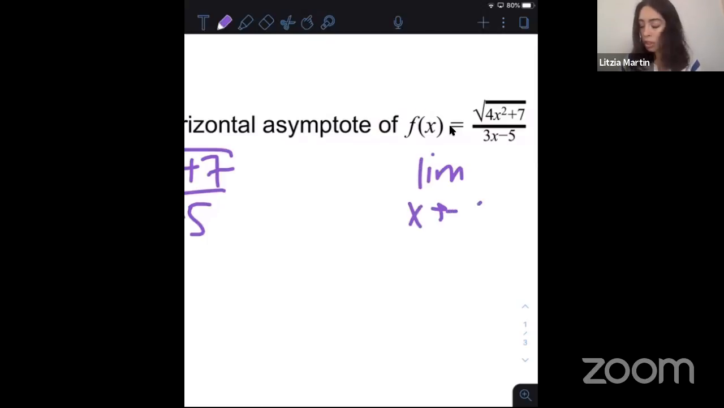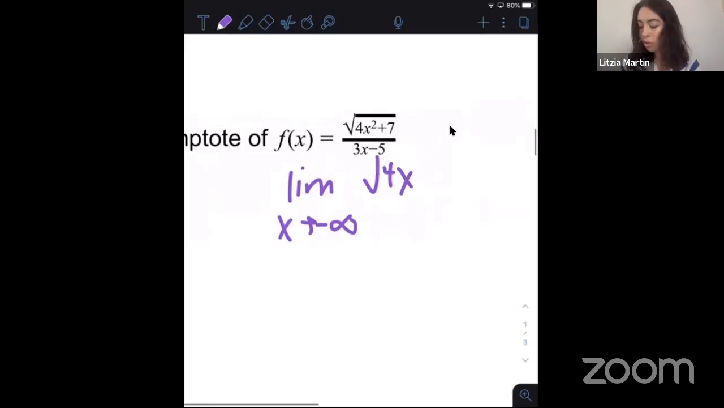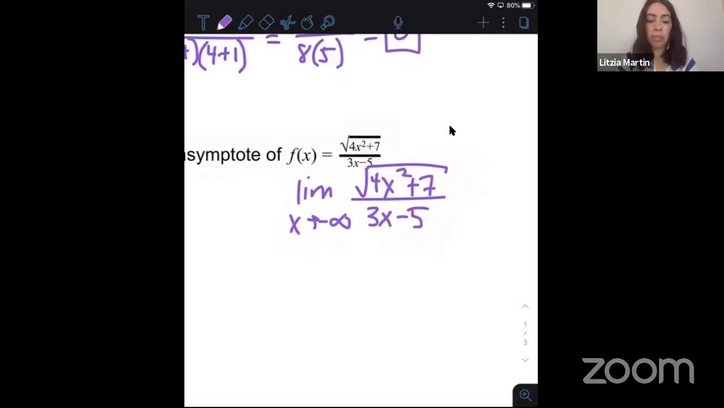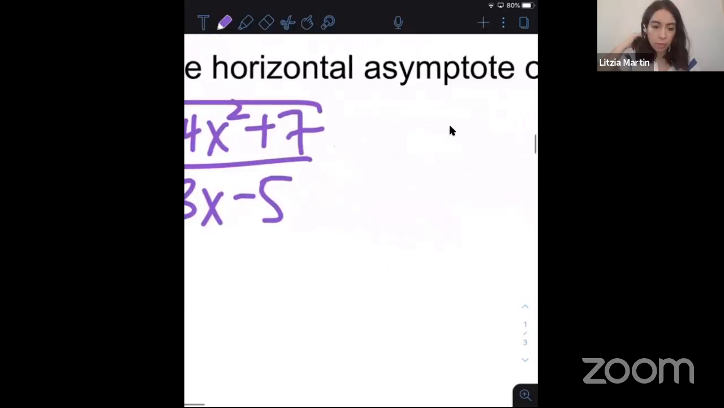Now, algebraically, when we're finding horizontal asymptotes, we want to think about our 3 rules: top heavy, bottom heavy, same degree, and determine what is the degree in the numerator and the degree in the denominator to compare and figure out what our answer should be. This function in particular is a little more difficult because we have the square root at the top. So we need to figure out what's going on here as x approaches infinity.